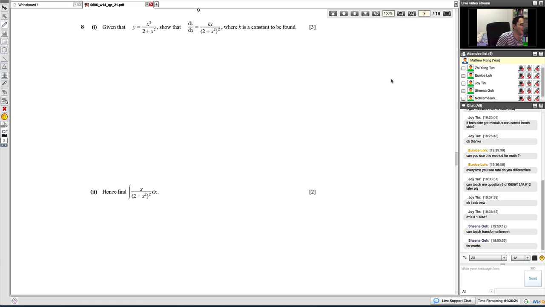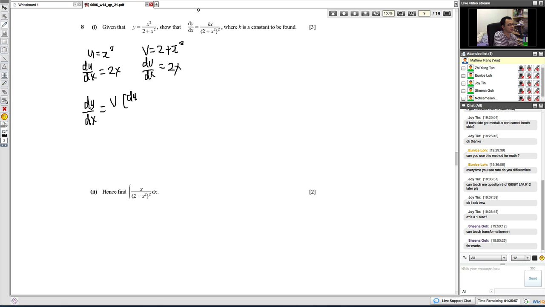Alright, so this one is differentiation. And obviously when you see a question like this, you know it's the quotient rule. So I will say u equals x squared, v equals 2 plus x squared. So my du dx is just 2x, and my dv dx is just 2x also. So for my dy dx, I will apply the formula, which is v multiplied by du dx minus u multiplied by dv dx, over v squared. Remember this formula, please.